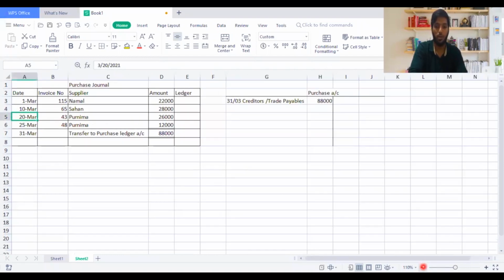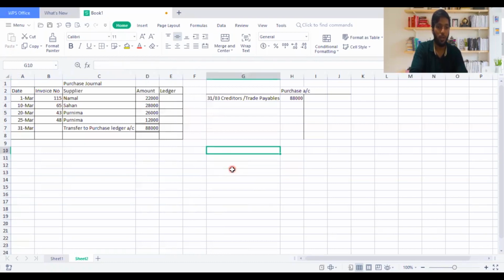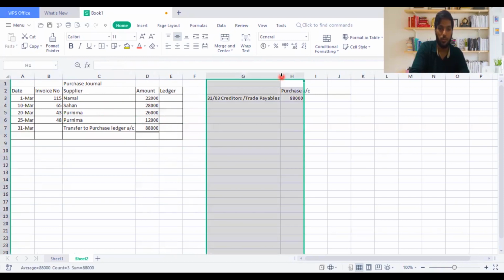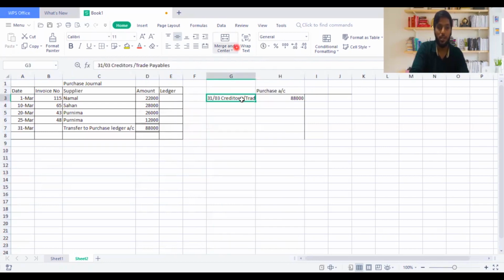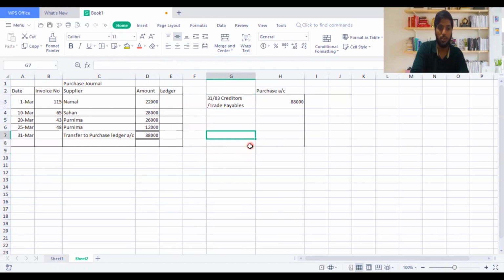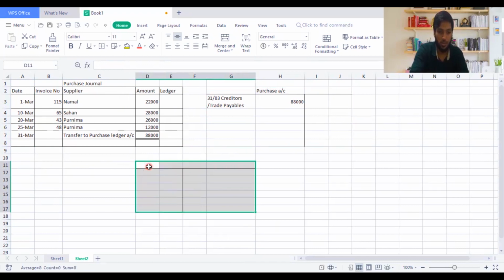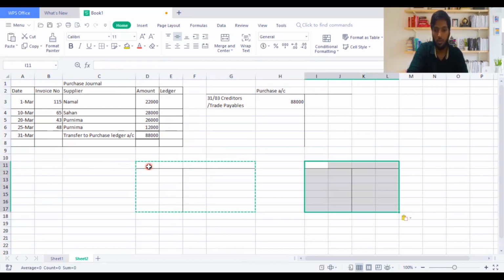Now what we need to do after recording this, we have a few more accounts to record. Three accounts are given: Namal, Sahan, and Purnima. We don't want to record the invoice number, but we can record the name and the amount. That's more than enough for us. So let's start, I'm going to take 4 accounts, guys. My ledger account might be big and small because here I have taken a big gap. So I'll take this area, and then I'll copy 3 accounts, 2 and 3.